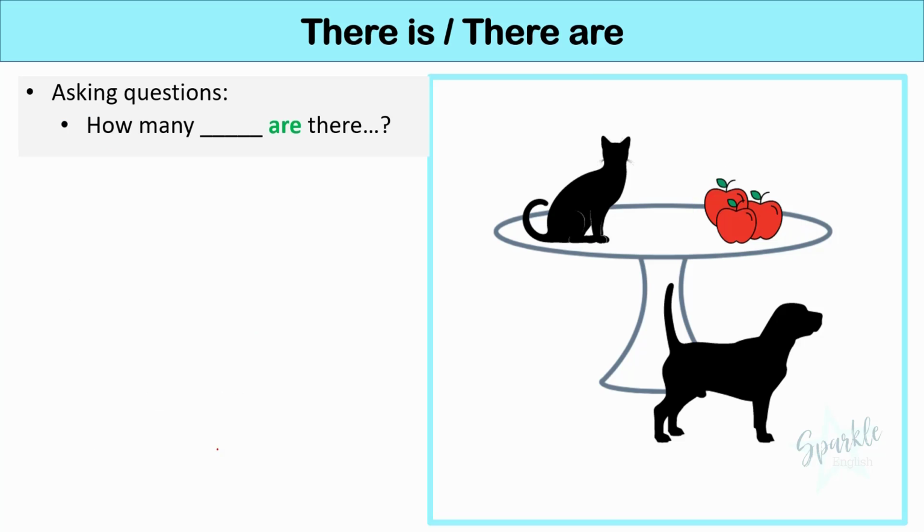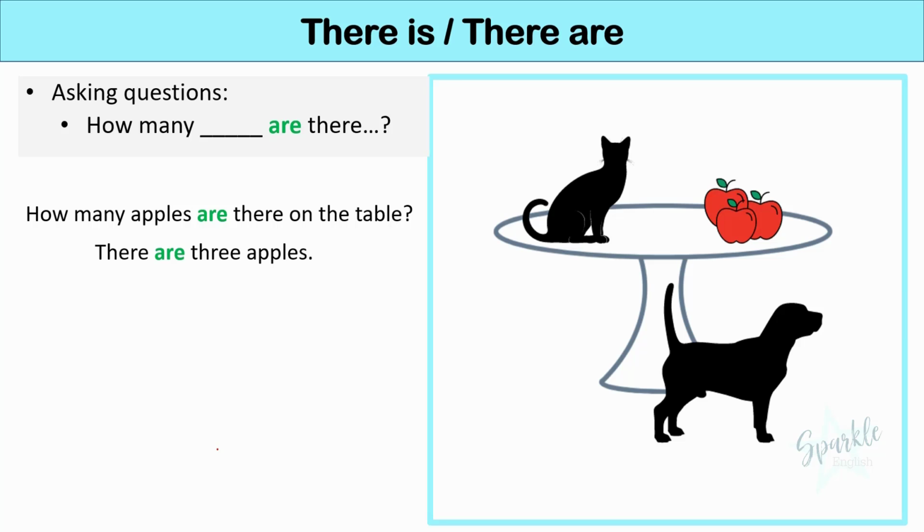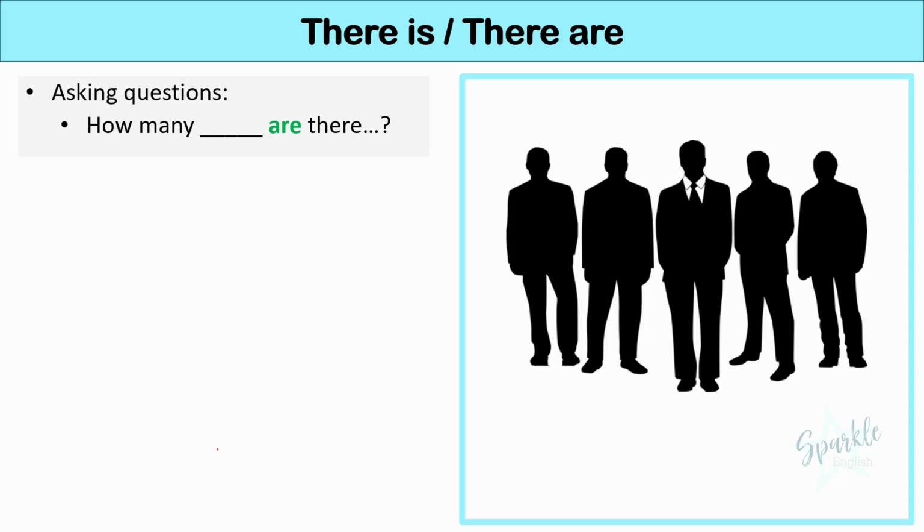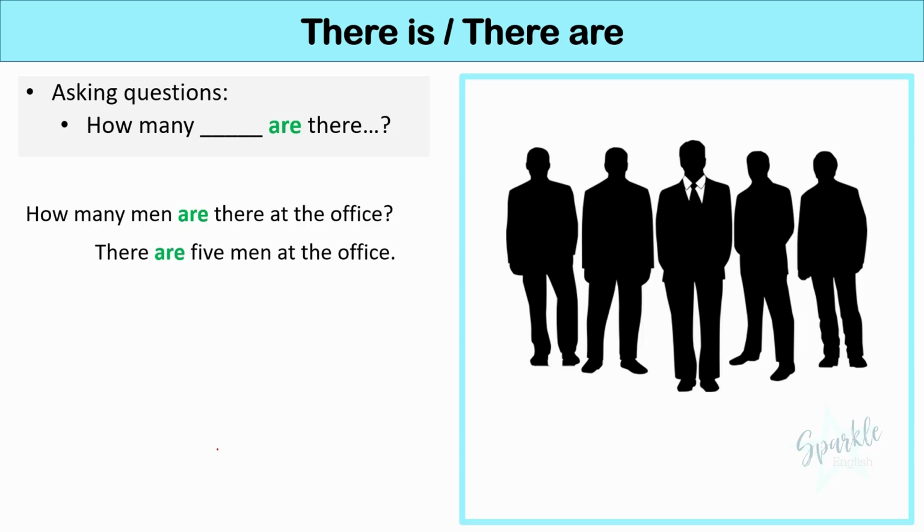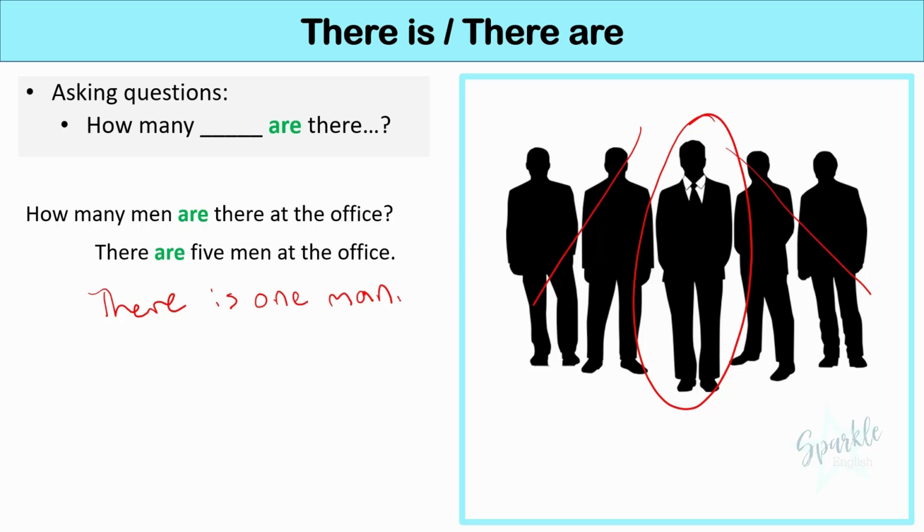You may also ask a question using how many. How many are there? For example, how many apples are there on the table? And the answer would be, there are 3 apples. Now try to answer this question yourself. How many men are there at the office? There are 5 men at the office. And what happens if there was only 1 man? Then you would say there is 1 man at the office.